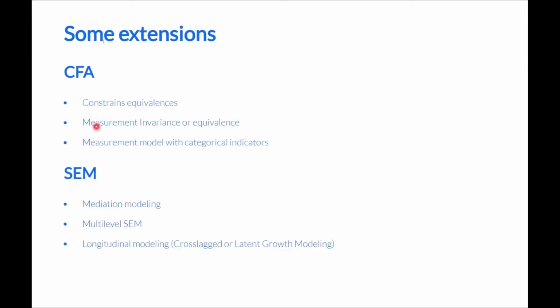As extensions of this, we can use confirmatory factor analysis to put constraints, equivalence, or measurement invariance across countries or across groups. Measurement models with categorical indicators is another approach in which we use these techniques. And with structural equation modeling, we can estimate mediation models or more complex models, multilevel structural equation modeling. And longitudinal modeling, cross-lagged or latent growth, or the other options that we can find.